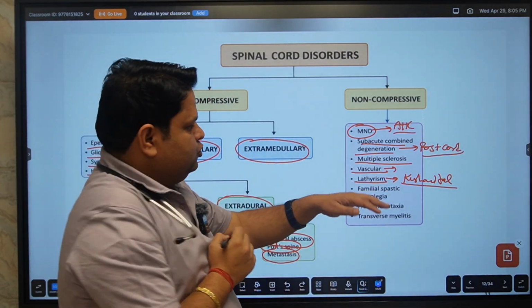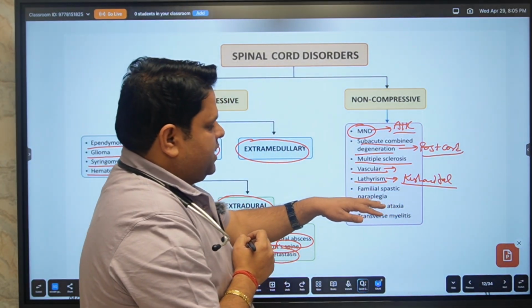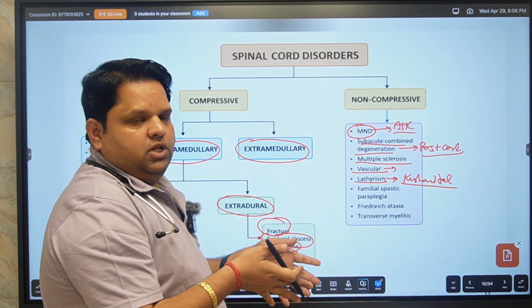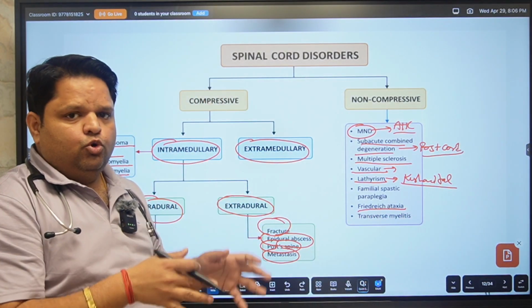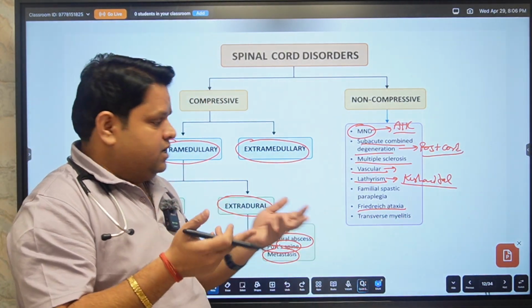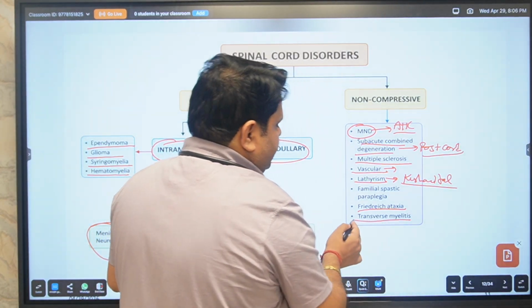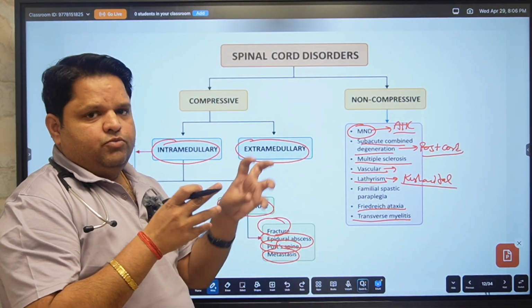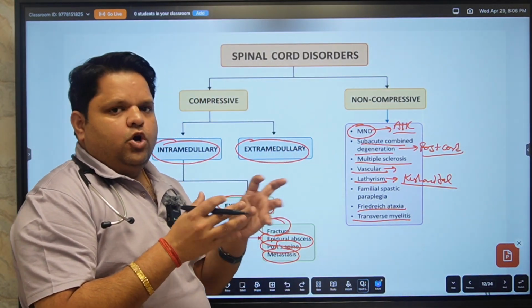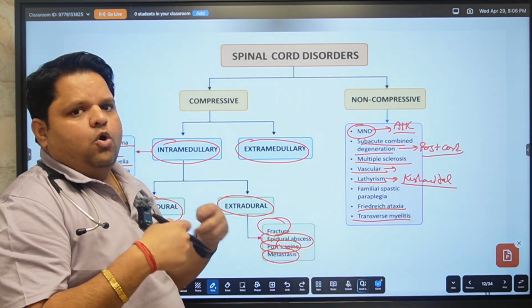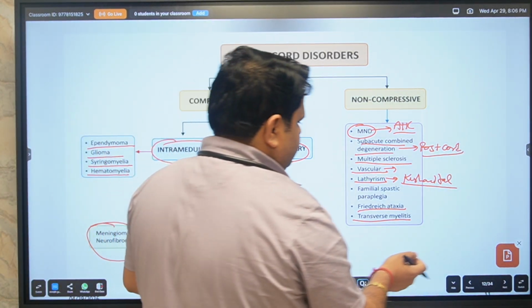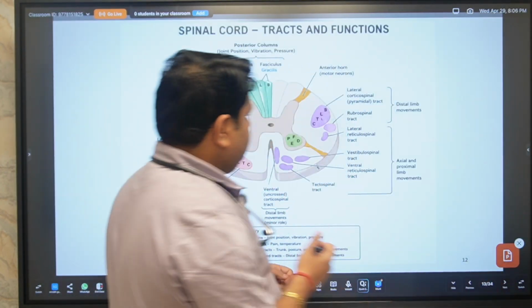It is the toxin-induced disease. Familial spastic paraplegia is the weakness of both limbs with a genetic cause. Friedreich ataxia, in which we have weakness of both lower limbs associated with cerebellar ataxia. Transverse myelitis, again involvement of the spinal cord due to inflammation. This may be post-viral infection or post-inflammatory.